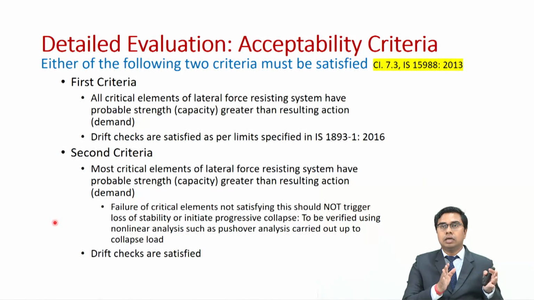So, either all the critical elements are satisfying the demand to capacity ratio being less than 1, or most of them are satisfying, and those who are not satisfying are not triggering loss of stability or progressive collapse. The drift check needs to be satisfied in either case. If any of these criteria is satisfied, well and good, the building is satisfying the acceptability criteria.